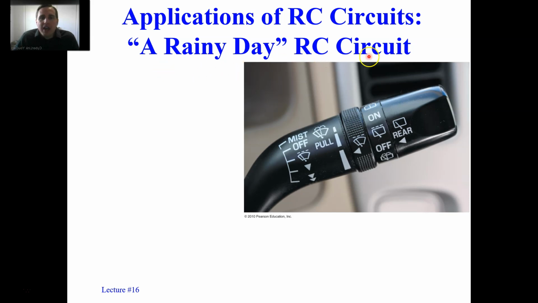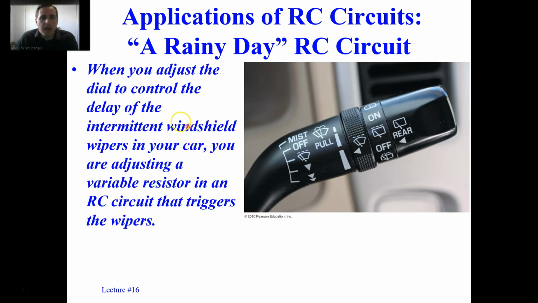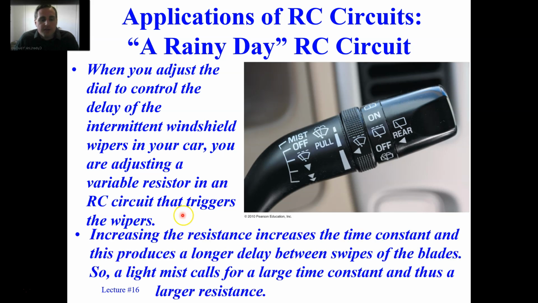Now, a rainy day RC circuit is when you're changing, say, the rate of your windshield wipers. When you adjust the dial control, the delay of the intermittent windshield wipers in your car, you're adjusting a variable resistor in an RC circuit that triggers the wipers. Notice that if you increase the resistance, you increase the time constant. This is a longer delay between the swipes of the blades. So a light mist calls for a large time constant and thus a large resistance, whereas a heavy downpour calls for a small resistance and a small delay because you want the wipers to engage very rapidly.